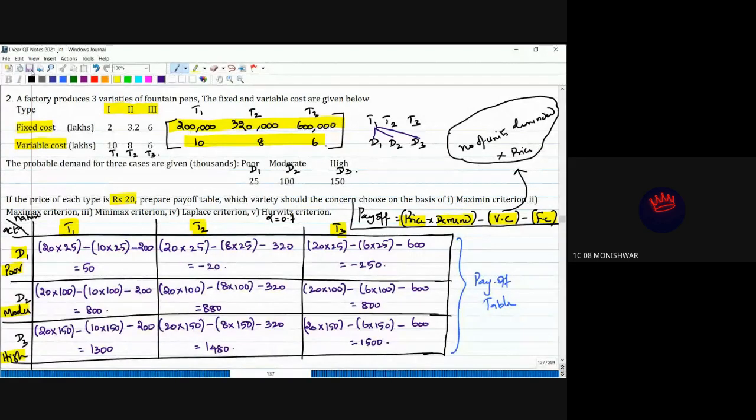Yes, sir. Sir, finally we have to put into 1000. All the coefficients of this payoff you can multiply with 1000 because it is given in lakhs.